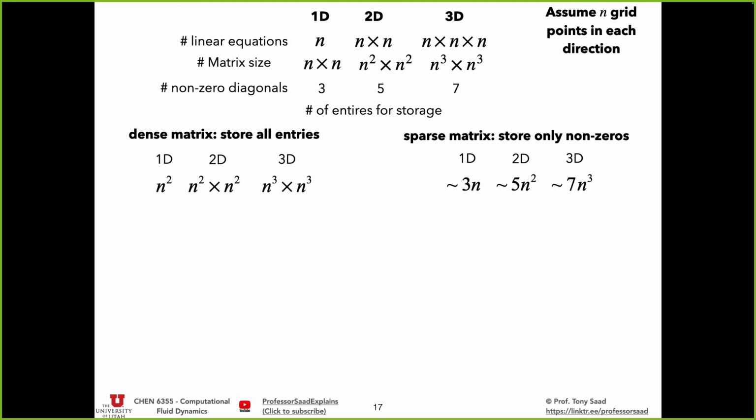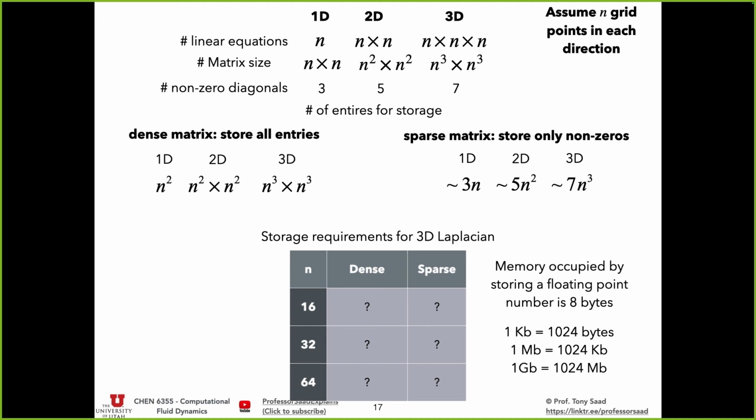Okay, so now grab your calculators, and I want you to compare. So now you have the number of entries that you need to store for a dense matrix and its equivalent sparse matrix. These matrices are the same, except here we're storing it as a dense matrix, and here we're storing it as a sparse matrix. So here we're storing n cubed by n cubed, and here we're storing 7n cubed. So I want you to do this for 3D, so these two cases only, and give me in megabytes or gigabytes how much memory this is going to occupy.